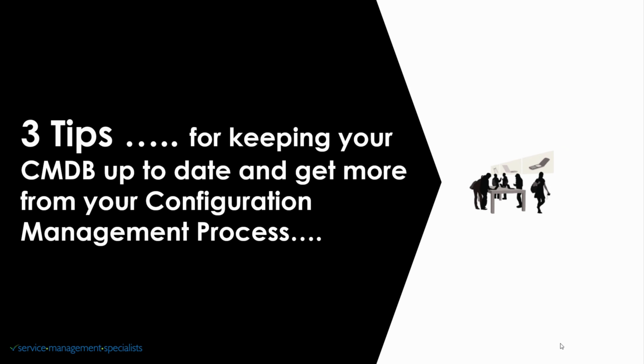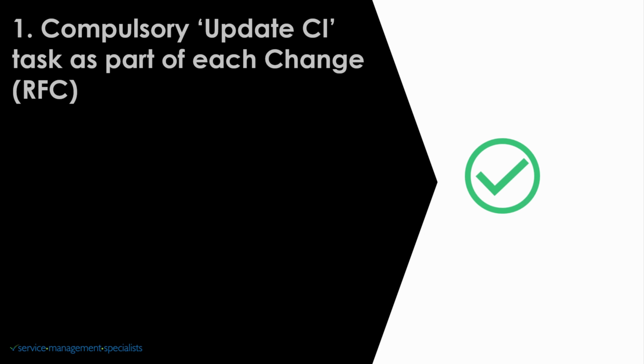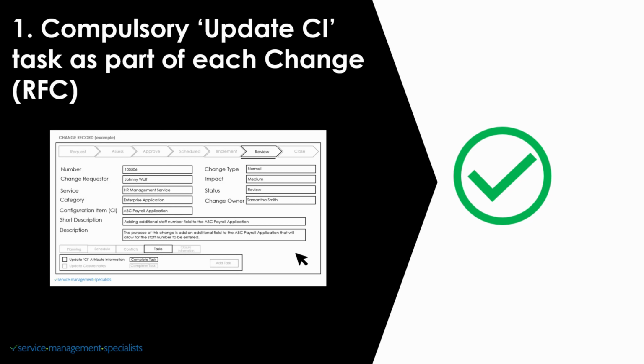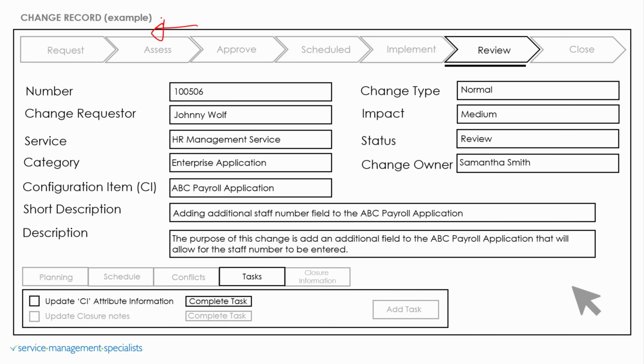So let's jump into the 3 tips for keeping your CMDB up to date and getting more from your configuration management process. Okay, so number 1. Compulsory Update CI task as part of each change request. So let's just go into this in a little bit more detail. We can see here that we've got a change request, a change record up the top here. And what we're going to do here is just walk you through how we do this.